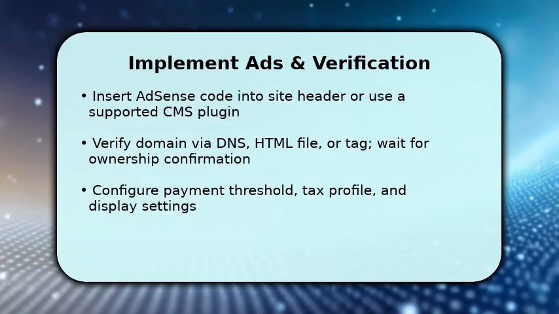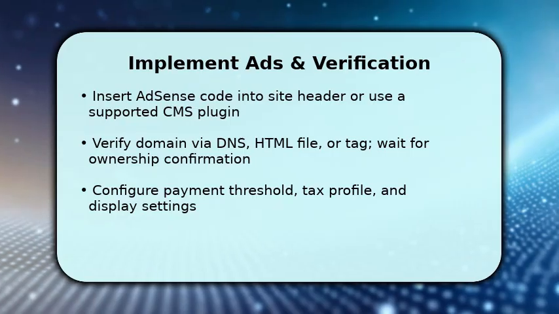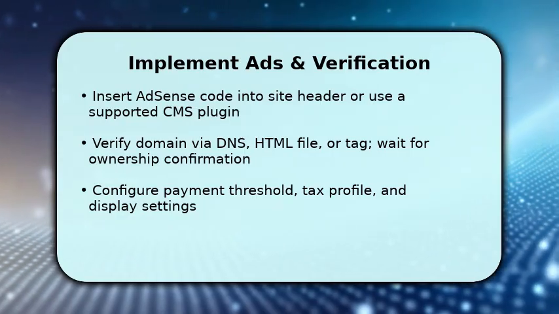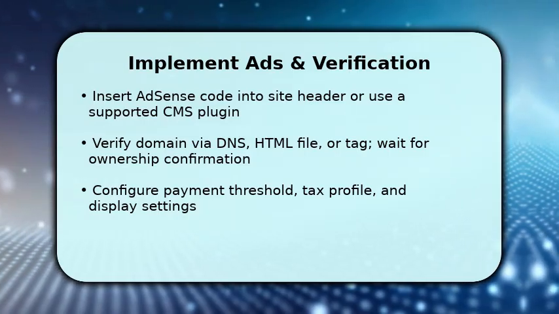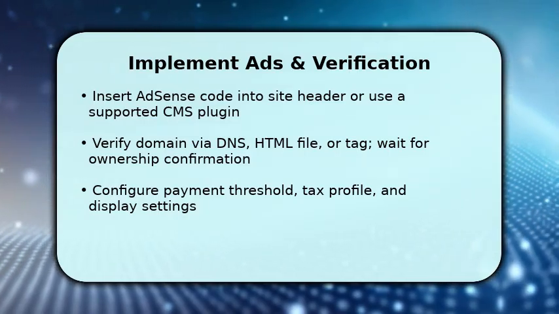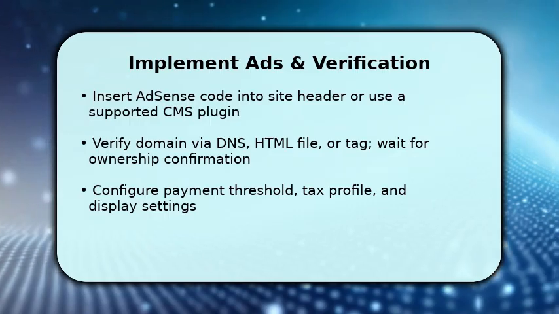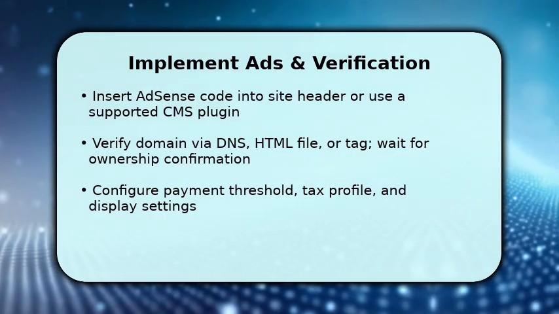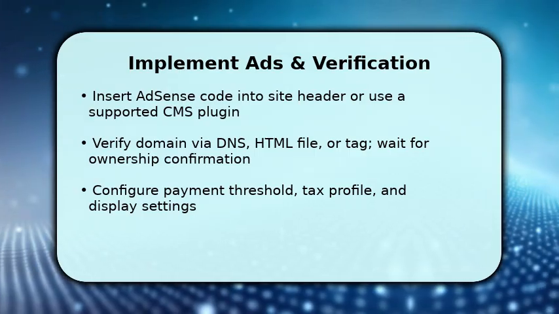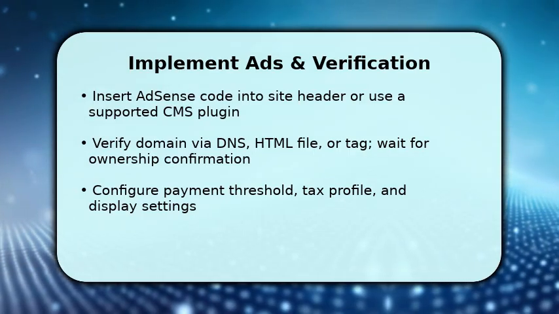Now implement the AdSense code and complete verification. You paste the provided code into your site header or use your CMS plugin. This enables ad crawling. Next, verify ownership through DNS, an HTML file, or tag. Google will notify you when it's recognized. While awaiting confirmation, set up your payment threshold and enter tax information.